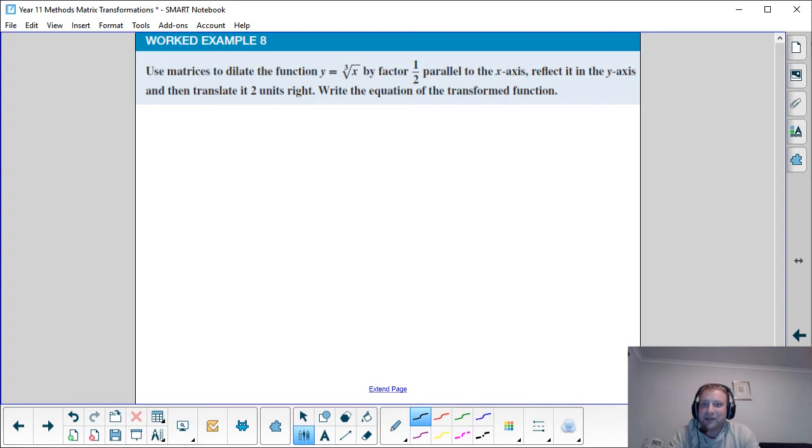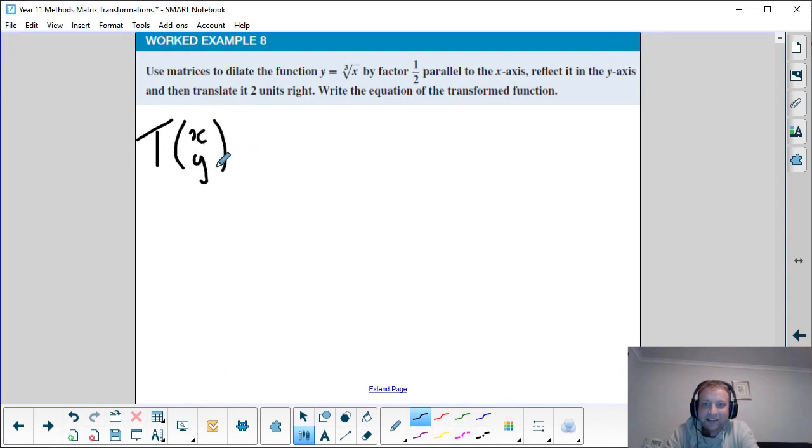So if we want to use matrices to deal with this cube root function, we want to dilate it by a factor of a half, parallel to the x-axis. We want to reflect it in the y-axis. We want to translate it 2 units right. So we really have to be thinking whether we're moving side to side or whether we're moving up and down. I might just set up a blank template of our transformation matrices so we can put things into it once we figure that out.